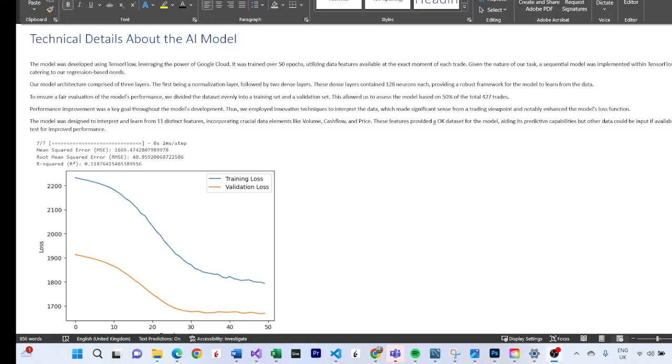Okay, we'll go over the technical details of the AI model. I think this is if you're more interested in the details of artificial intelligence and machine learning. It's quite techy, so if you're just interested more in the results and investment theories, then you can skip this part. But it's quite interesting anyway.